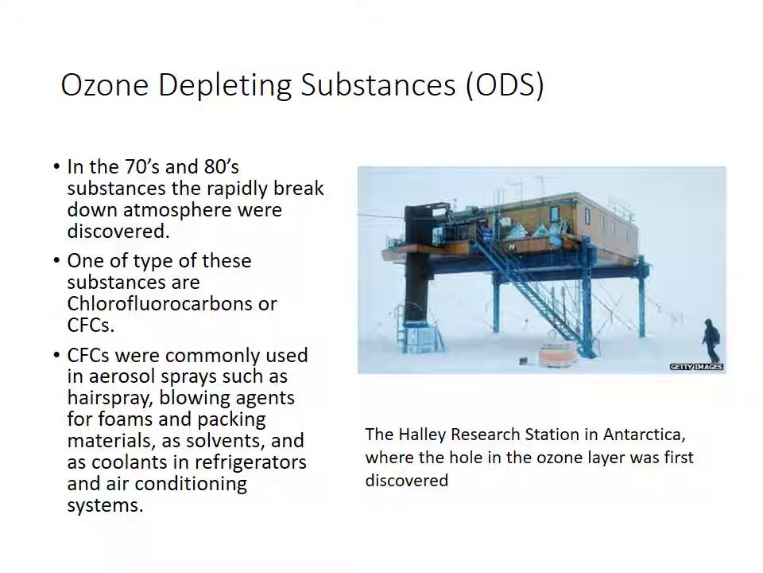So let's look now at what exactly these CFCs are that we're talking about. In the 70s and 80s, they noticed these substances, which they called ozone depleting substances, that rapidly break down ozone. One of these types of substances is chlorofluorocarbons, or CFCs. CFCs were commonly used in aerosol sprays such as hairspray and blowing agents for foam and packing materials. They were used as solvents and as coolants in refrigerators and air conditioning systems. The picture there on the right shows the Halley Research Station in Antarctica, which is where they first noticed the hole in the ozone layer.